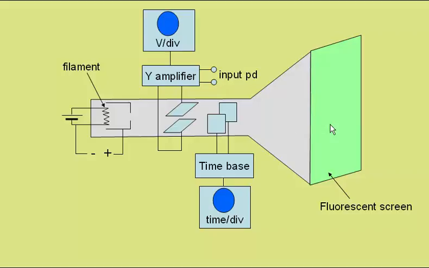Finally, the electrons will meet this fluorescent screen. The kinetic energy of the electrons hitting the screen causes a glowing in the screen, so we can see where the electrons hit.